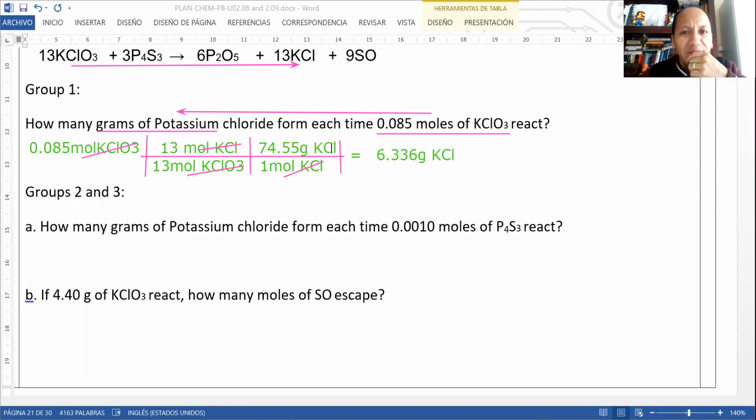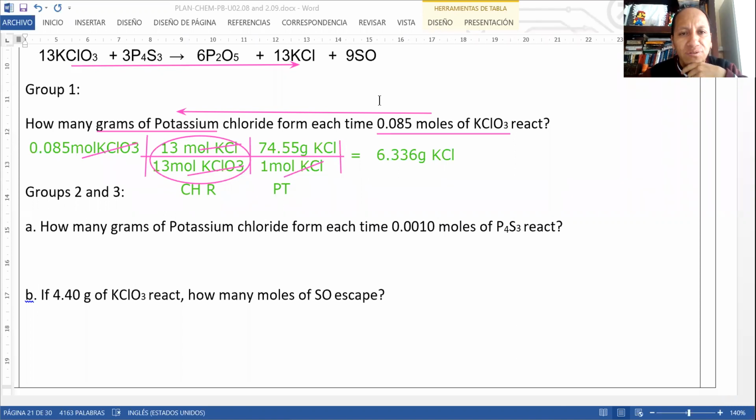Also, this conversion factor I'm going to enclose in this moment is the one that came from my chemical reaction. This other conversion factor is obtained from the periodic table. So it's important to read. That's why you must read the reaction.